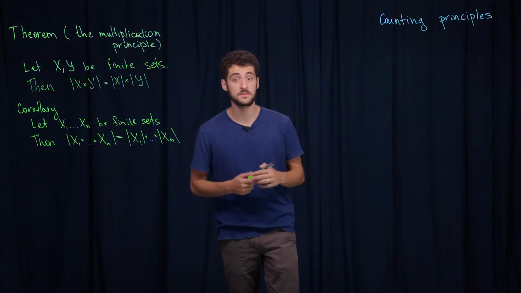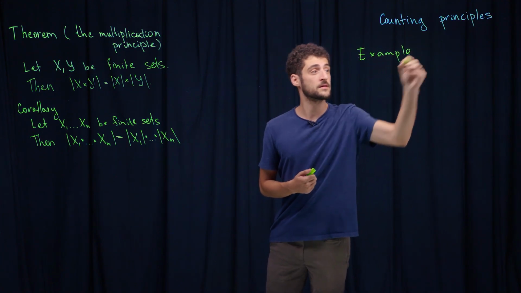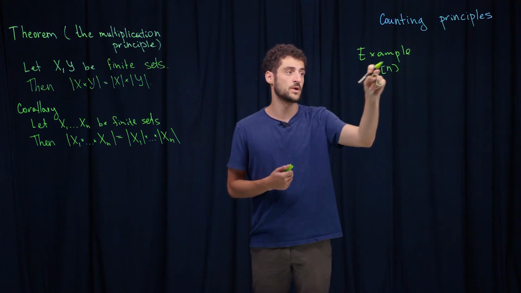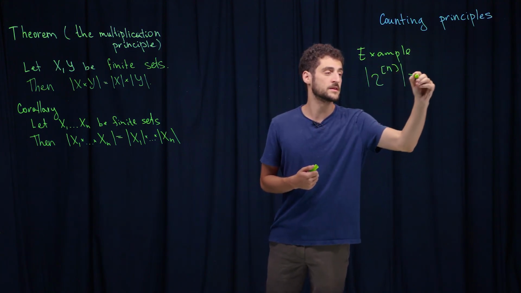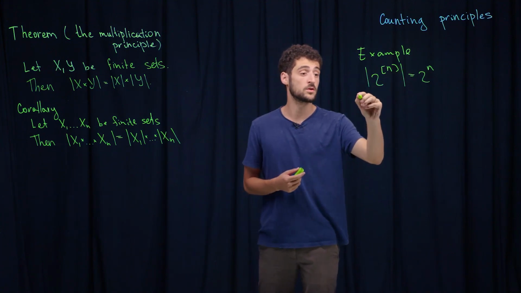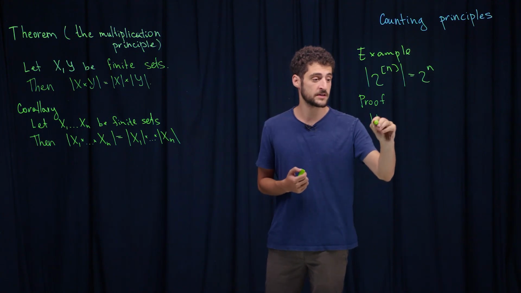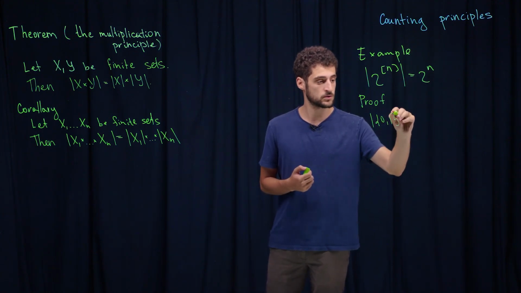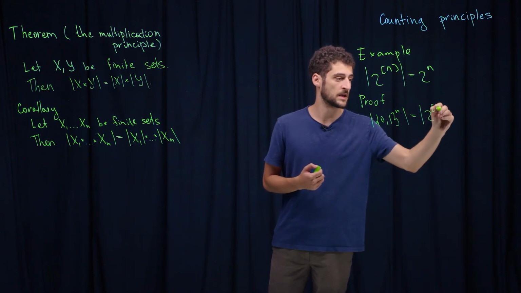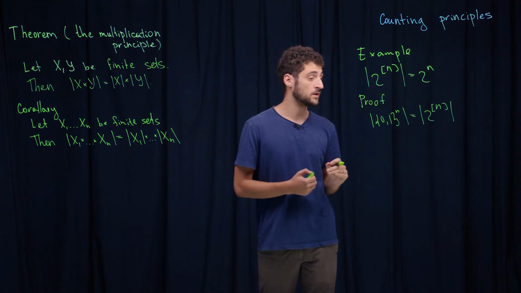Let us consider a little bit more complicated example. Let's find the size of the set of subsets of the set of numbers from 1 to n. I claim that it's equal to 2 to the n, and it explains the notation. The proof is the following. First of all, we need to know that the size of the set {0, 1} to the n is equal to the size of the set of subsets of numbers from 1 to n. We proved it in the previous video.